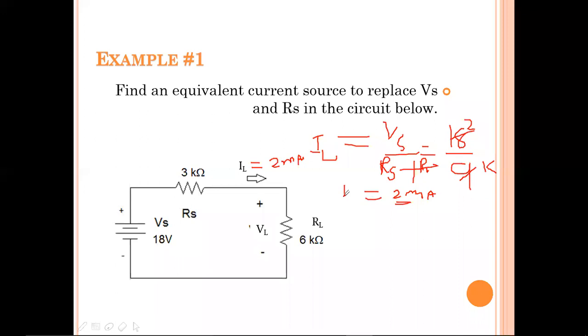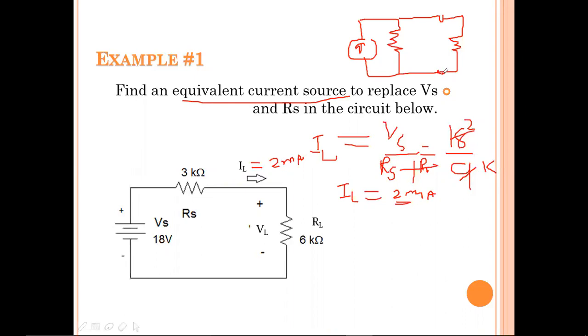Let's substitute this IL in our equivalent circuit diagram. What is our equivalent circuit? Means what is our equivalent current source for converting? This is the equivalent current source. Let me draw here. This is the current source, and this is the resistance. The resistance should not change, as you already know, and this is my load, 6 kilo ohms, and this is 3 kilo ohms.